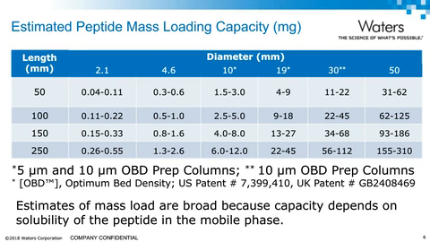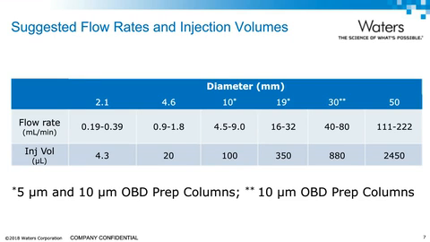In addition to the estimated load, each column diameter has an optimum flow rate range and injection volume. So we need to pay particular attention to these values as we're selecting a column to make sure that it will work well with the system that we're planning to use for our analysis and purification.